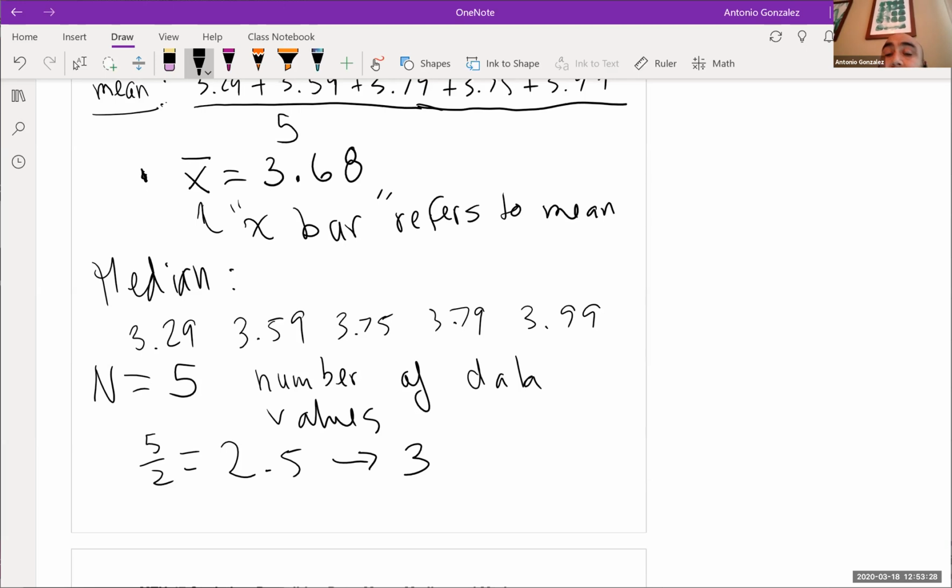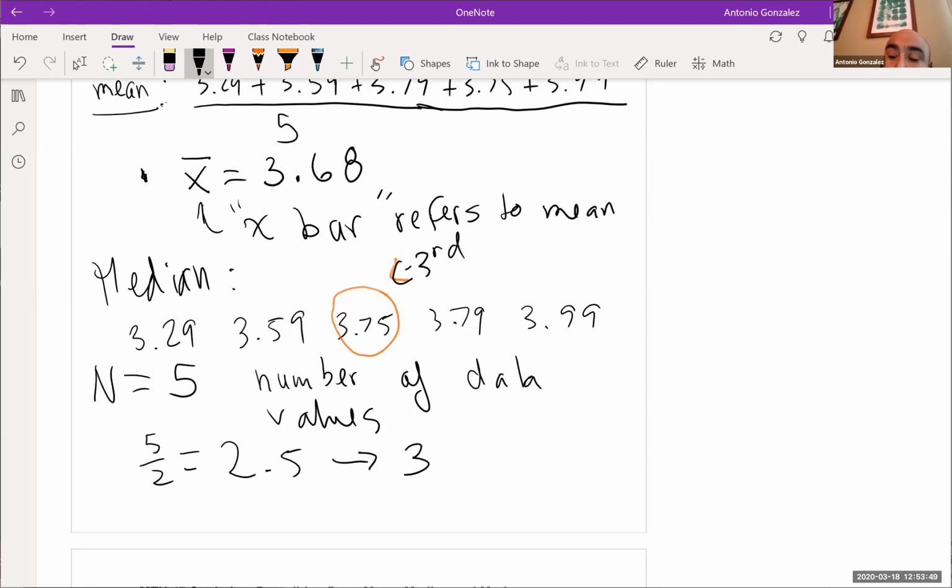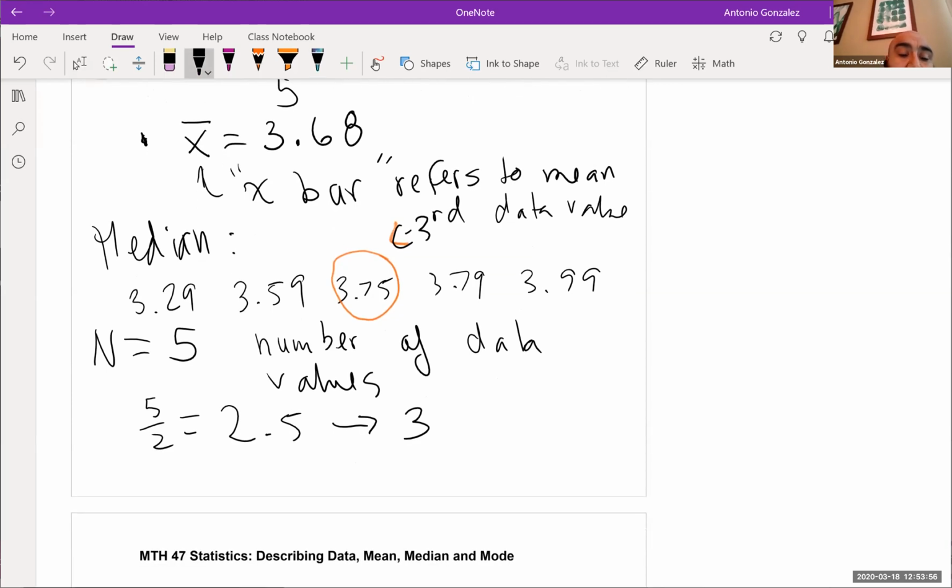All right. So looking at our data, once it's ordered, and this only works when the data is ordered, we count 1, 2, 3. So that's our third data value, and that is going to be our median. We'll label this the median M. So the median is equal to 375. Correct, Jorge. It was in fact 375, because it's the value right in the middle. Notice that for 375, there are 2 values to the right of it and 2 values to the left of it.